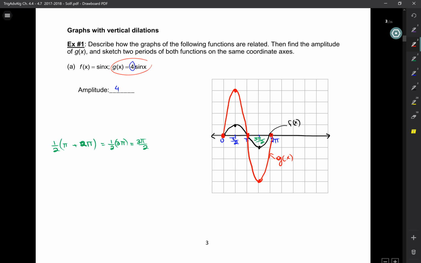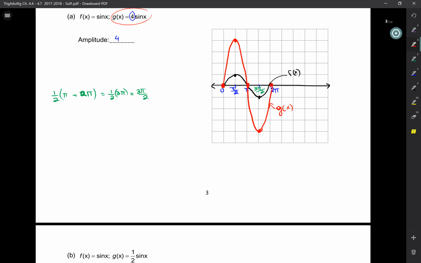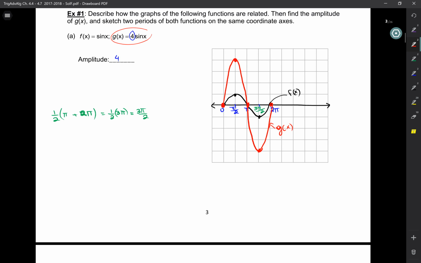You can use a different color, or you can just label like this with the same color and it's the same. So one is f of x and one is g of x. Okay? All right. Most of the time, like on the homework, you're only going to have one to graph. I just did this to show you guys the difference. Okay? The difference is that the first one goes up and down to 1 and -1. But the red one goes up to 4 and down to -4 because there is a 4 in front of it.